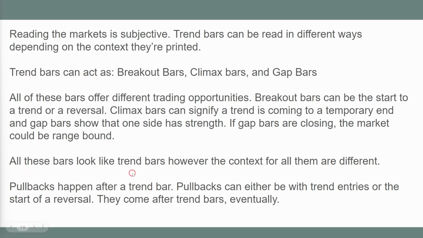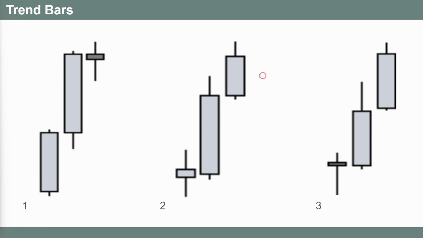All these bars look like trend bars, however, the context for all of them is different. Pullbacks happen after a trend bar. Pullbacks can either be with-trend entries or the start of a reversal. They come after trend bars, eventually. These are the three types of trend bars I was talking about: breakout bars, climax, and gap bars.